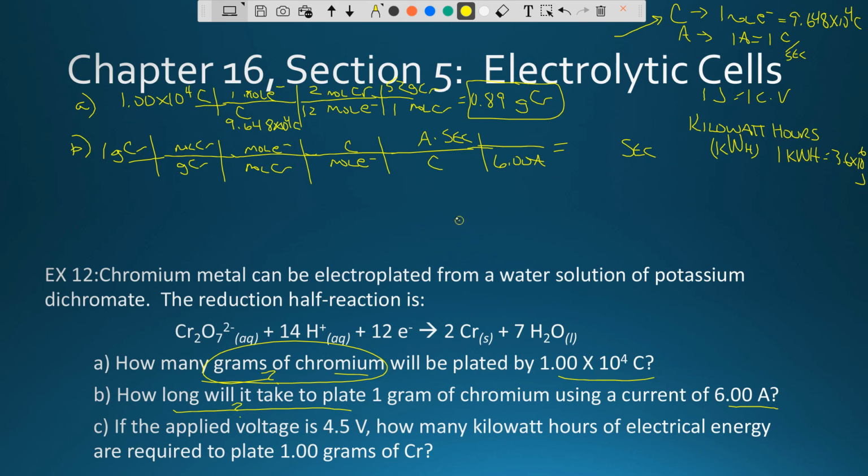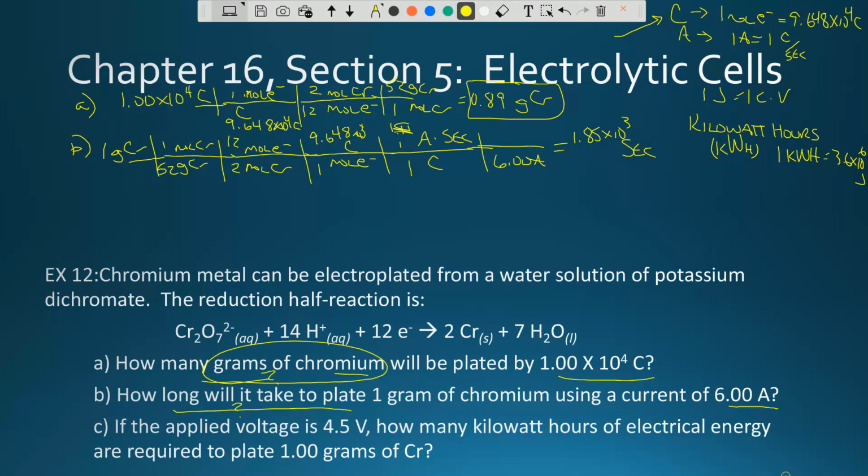So let's go ahead and plug in 1 coulomb. That ended up being one of those to one of those. And so then I had, in this case, 1 mole of electrons gave me 9.648 times 10 to the 4th coulombs. I had 2 moles of chromium to 12 moles of electrons and 52 grams to 1 mole. And so what I end up with in this case is 1.85 times 10 to the 3rd seconds.